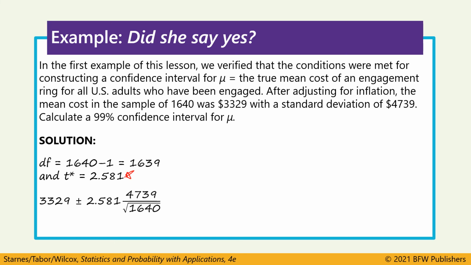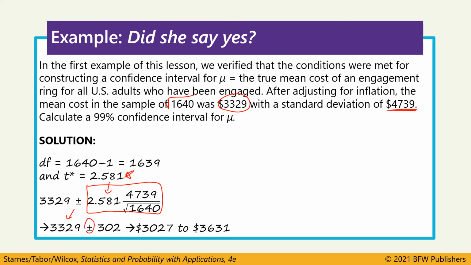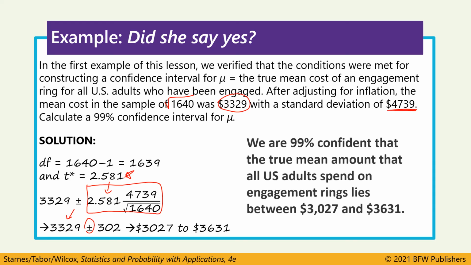We can plug everything into our equation. Our sample mean, 3329, plus minus that critical t-score, times that standard deviation from the sample, divided by the square root of that sample size. This is our margin of error, and if we calculate that out, we get 302. And to finish the calculations, we're going to add and subtract that value from X bar. We get an interval of $3,027 to $3,631. And as a final step, we're going to interpret our interval.